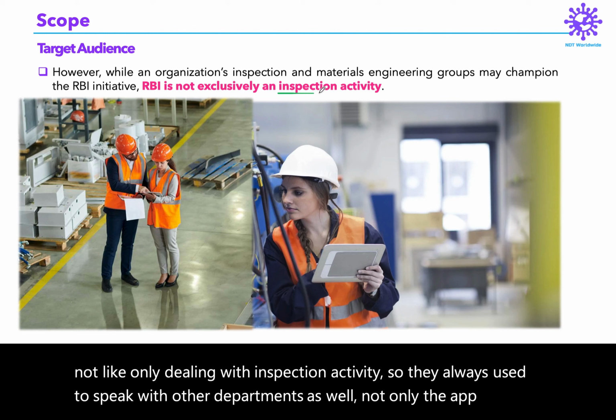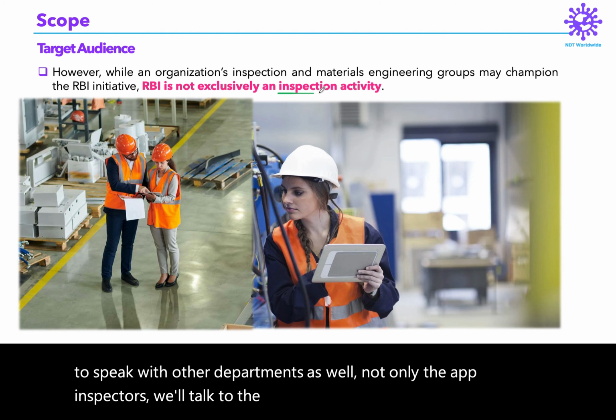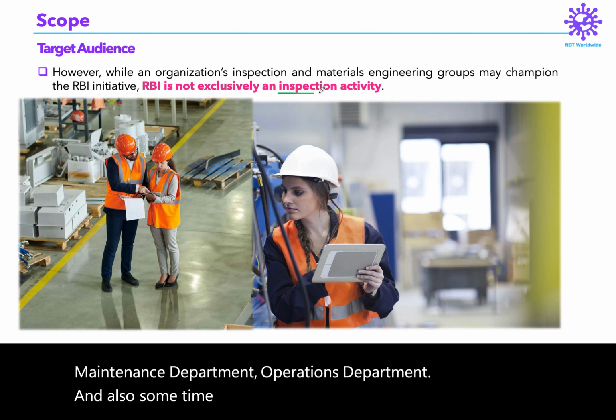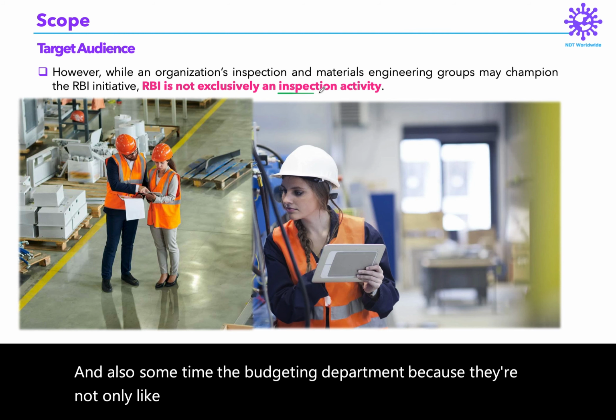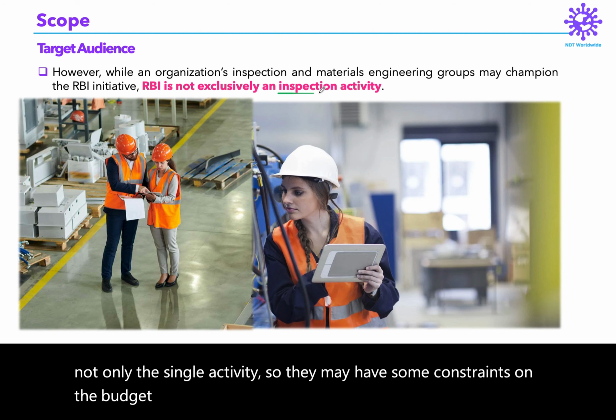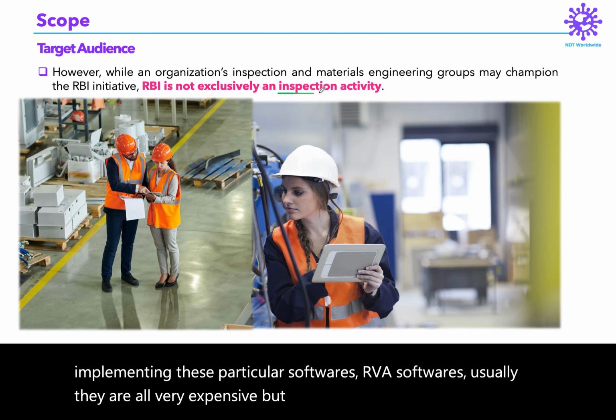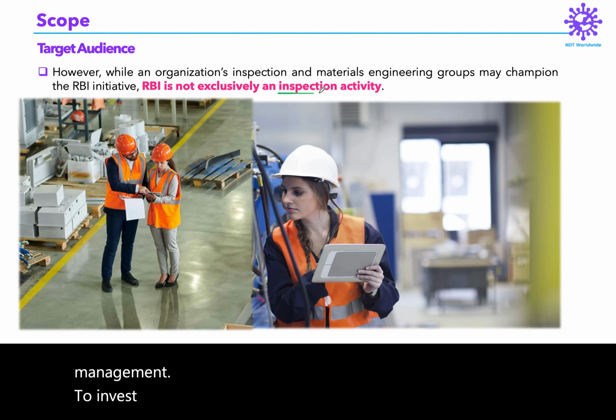They will talk to the NDT department, safety department, maintenance department, operations department, and sometimes the budgeting department, because they're not only a single activity, so they may have some constraints on the budget. Sometimes they will stress the importance of implementing these particular RBI software. Usually they are very expensive, but they can inform the management to invest to get the benefits of this RBI.